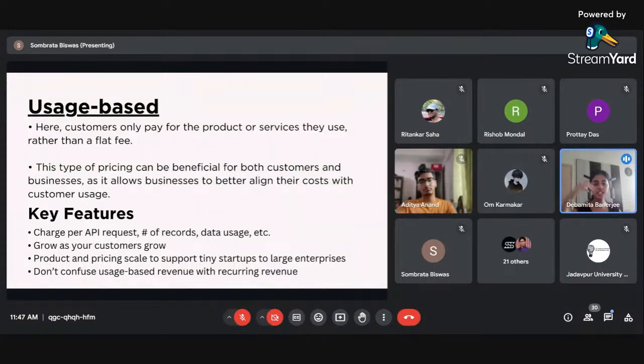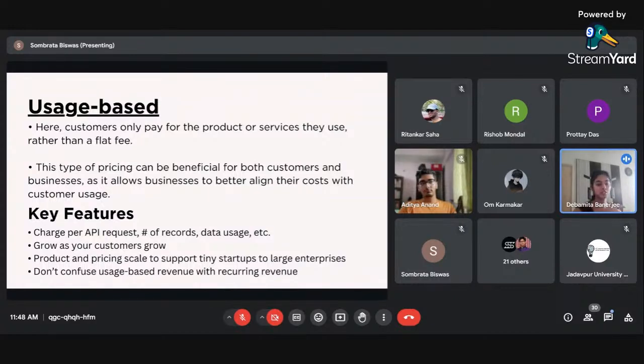Charge per API request. This is how OpenAI is making money in their B2B business. They let people use their APIs, and based on how many tokens you're using, you pay them money. Number of records, data usage. If your phone data is not a fixed limit plan, and you're paying just based on how many MBs you're using, then you're again usage-based, but on data, right?